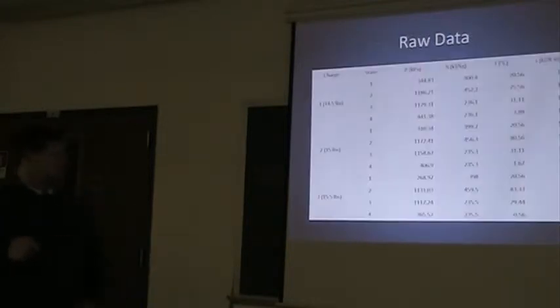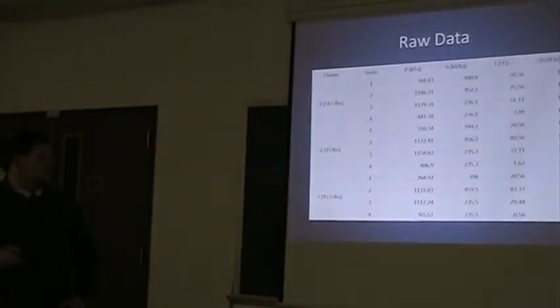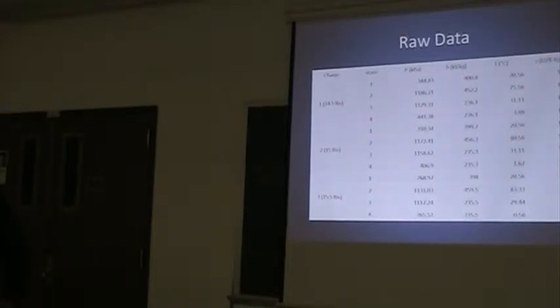Now, as far as what we actually saw, for 3 different charge states, that's different amounts of freon in our system, we collected basically temperature and pressure readings at each of these 4 locations. The temperature and pressure is then used along with property tables to find the enthalpy and entropy that went along with those temperatures and pressures. I was able to develop these diagrams.